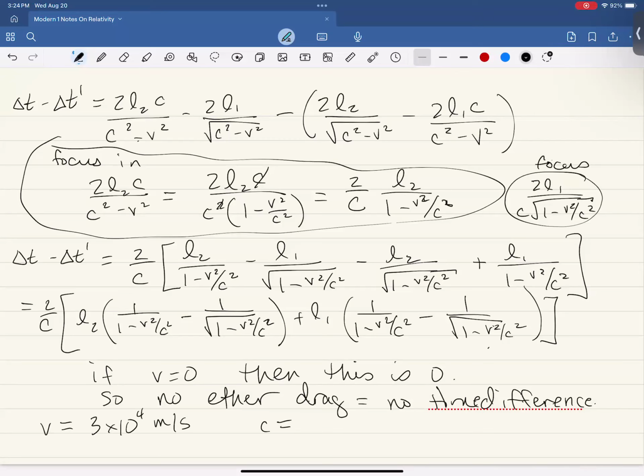Now, we also know that the speed of light is 3 times 10 to the 8th meters per second or so. So we know that v is much, much less than c. Our speed through the ether is going to be a lot less than the speed of light. And so that's why we can use those Taylor series approximations that we're going to use here in a second, because we know that v squared over c squared is therefore much, much less than 1. So we can use those approximations when looking at this subtraction to place lower limits on things. Okay?